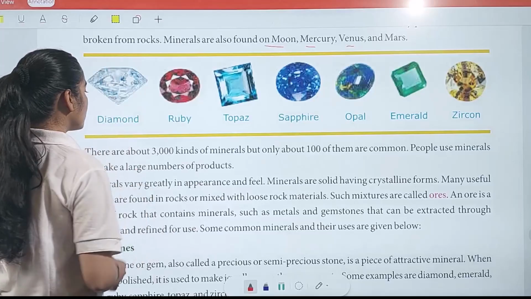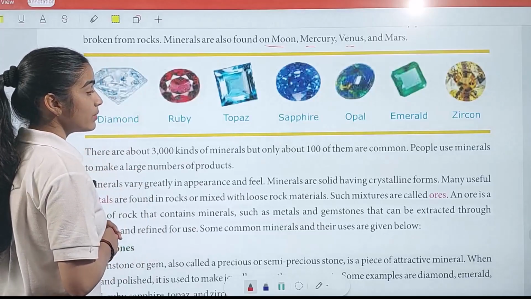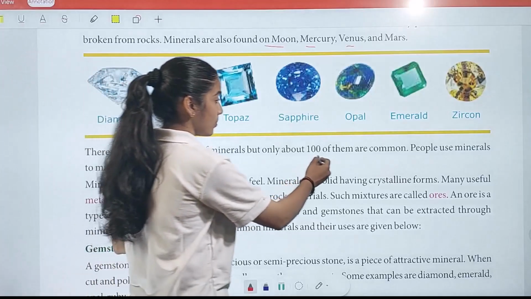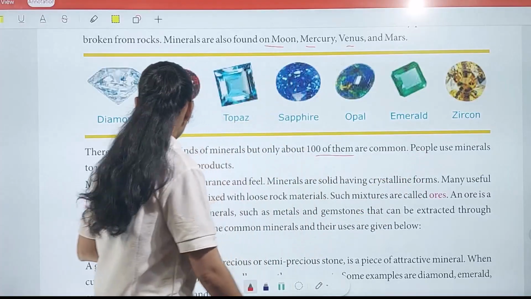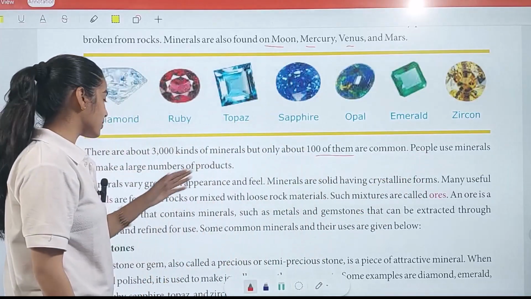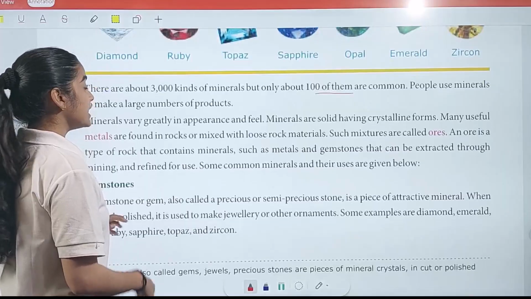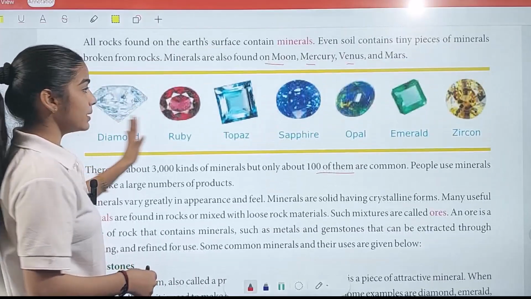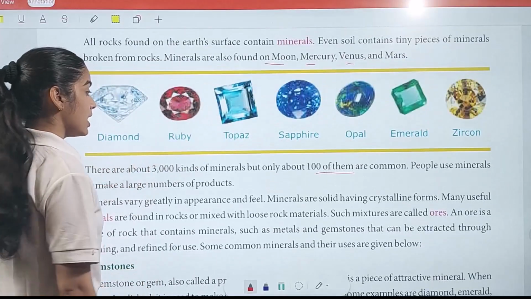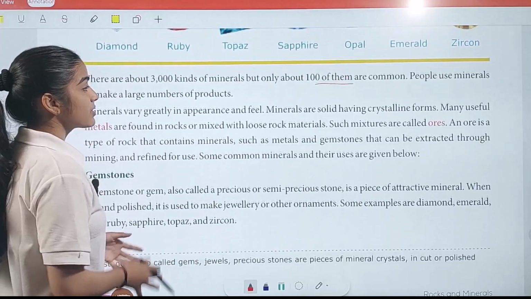There are about 3000 kinds of minerals, but only about 100 of them are common. People use minerals to make a large number of products. Minerals vary greatly in appearance and feel. So these are so appealing, so attractive. Minerals are solid, having crystalline forms.